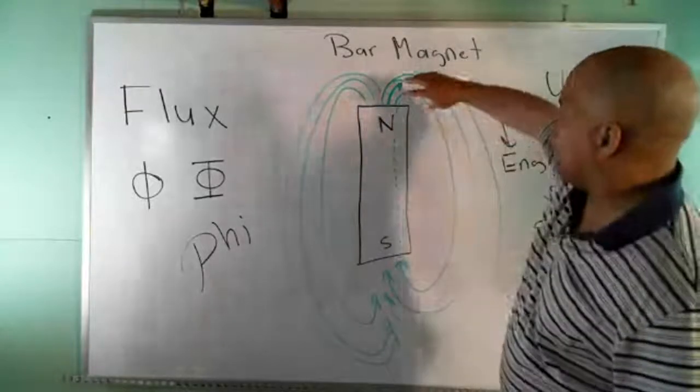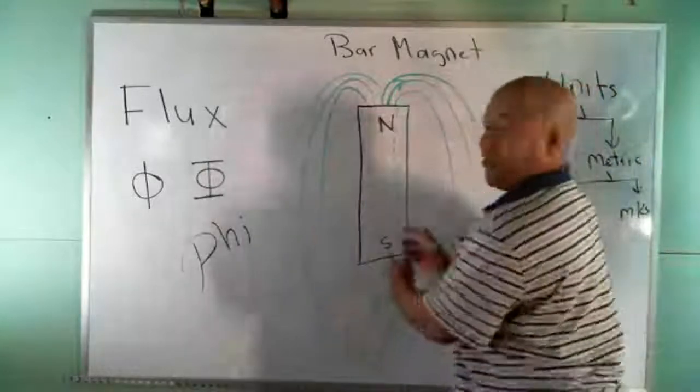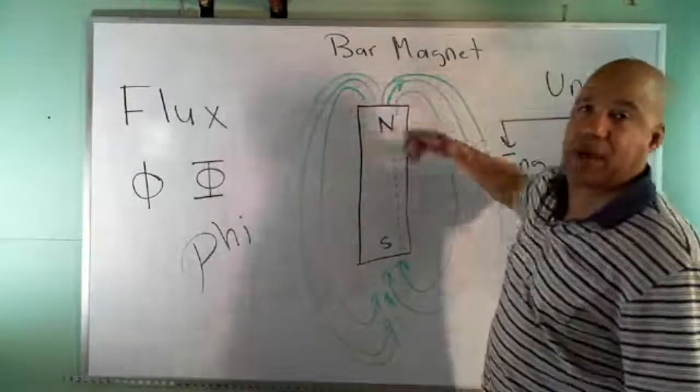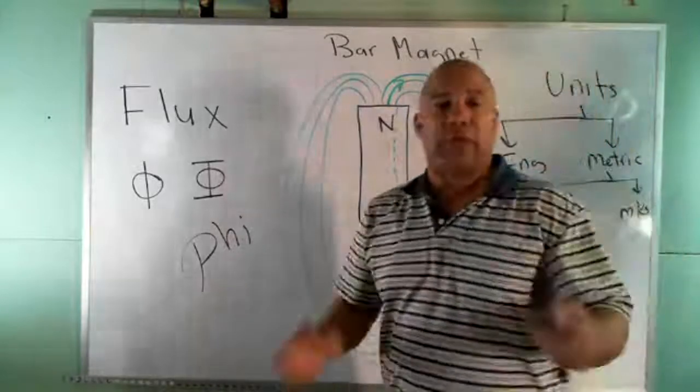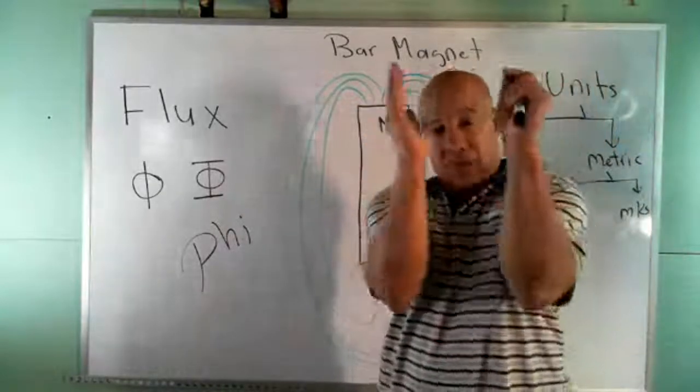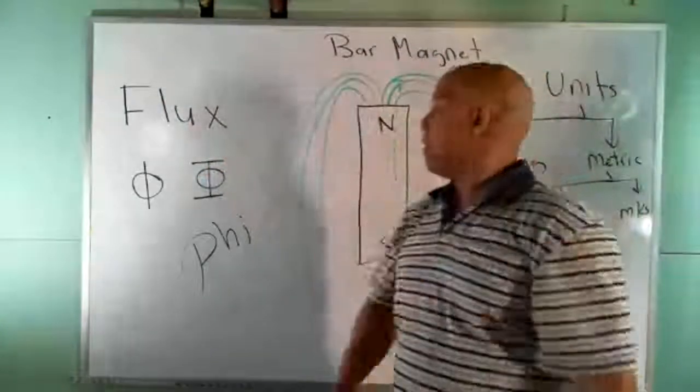We said that they're more concentrated at the poles, which should make sense. They're all entering or leaving on the ends, so they're more concentrated at the poles. I also said that those lines of force are not allowed to cross each other. They can get really close, or they can spread out, but they cannot cross each other.